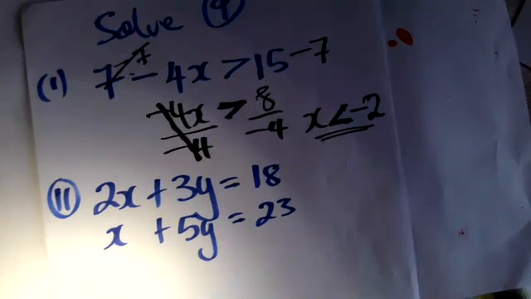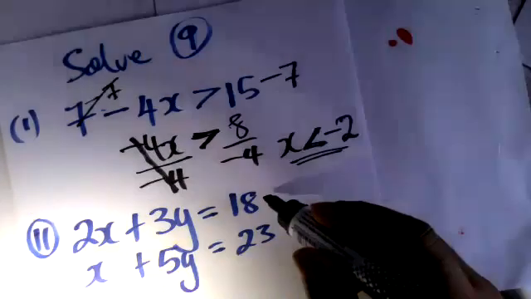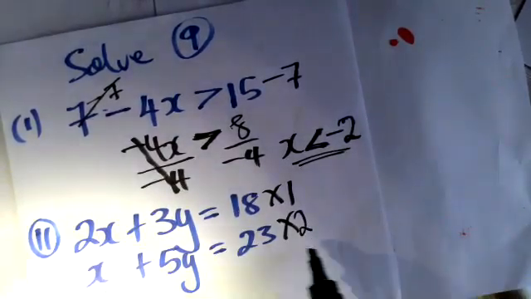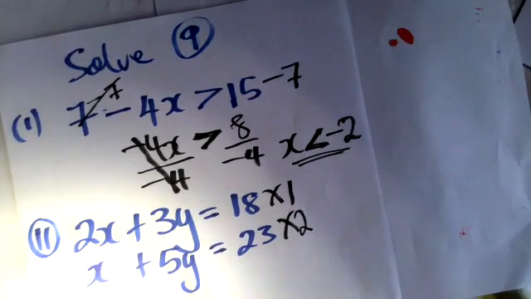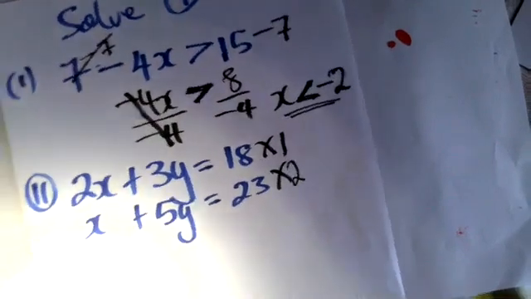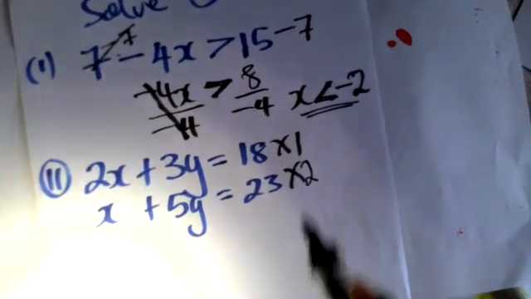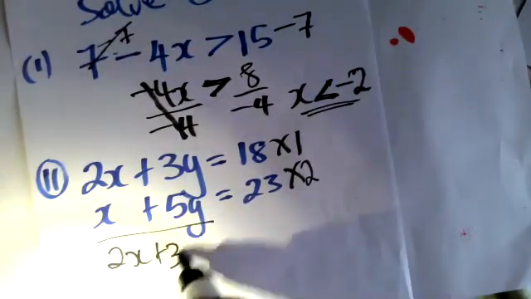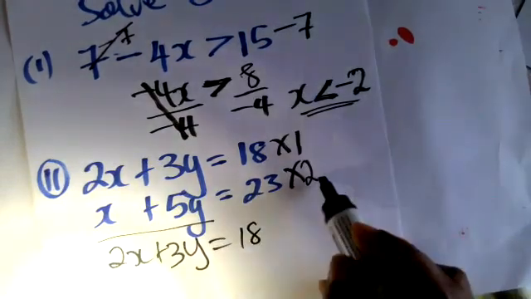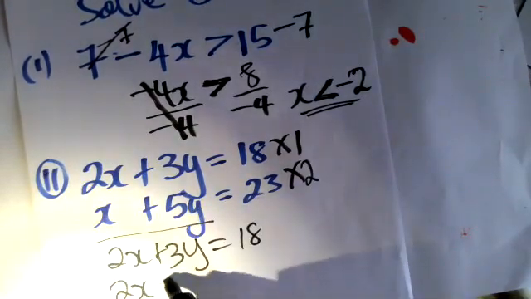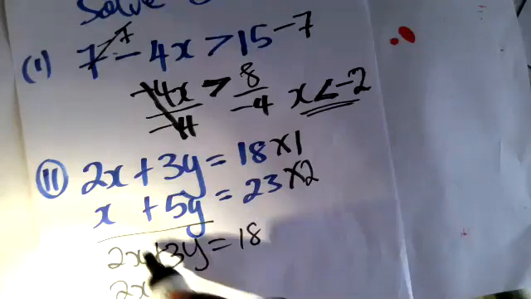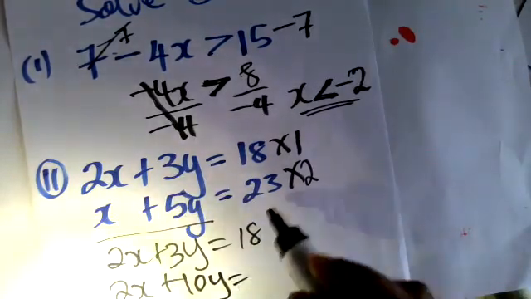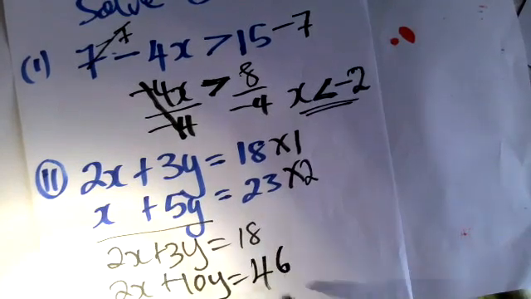So I'm assuming that you guys would have multiplied by 1 and by 2. Why would we do that? Because we want to get both of them to be 2. Now that they're 2, what do we do? 1 times anything is anything, so 2x plus 3y is equal to 18. And then 2 times that will give us 2x. Remember, that's why we do it, so these can be the same. 2 times that will be 10y, and 2 times 23 is about 46.